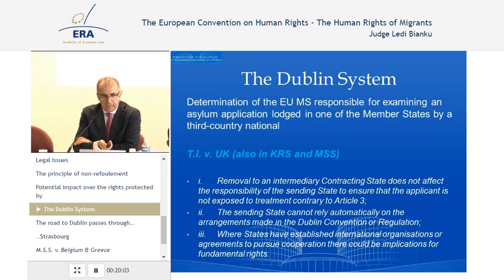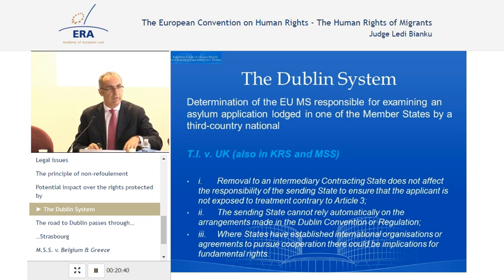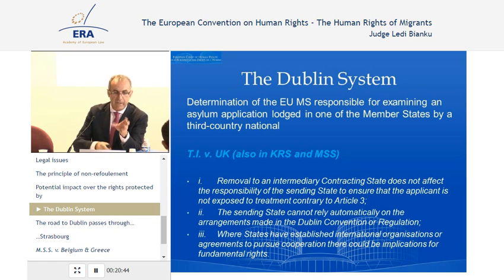Then we go into the Dublin system, so I do not need to make an introduction in this regard. From the perspective of the court, and in relation to some of the questions which were asked this morning, for example, third safe countries, I can say that all these formal definitions at the end might be irrelevant from our perspective. For us, the standard is effective protection, whatever name you give to the country, safe, third country, country of origin, whatever. And it is very important, because the principles were established in an inadmissibility decision in TI versus UK, and were repeated as well in KRS and MSS, and you have the 3 points.